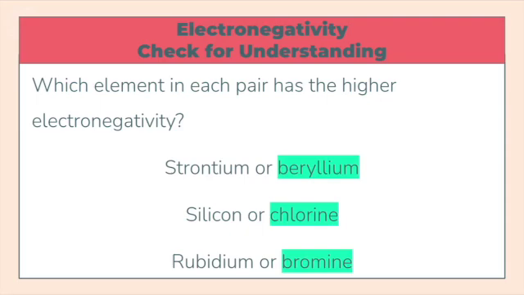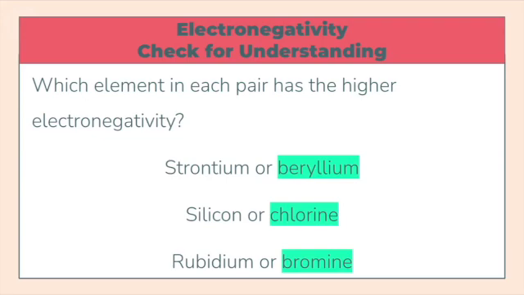Looking at strontium versus beryllium, both are in group 2. Beryllium has fewer electron shells than strontium, so therefore beryllium's Coulombic attraction is higher, which means it's more likely to attract bonded electrons than strontium.